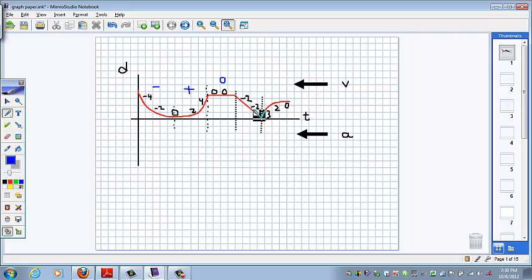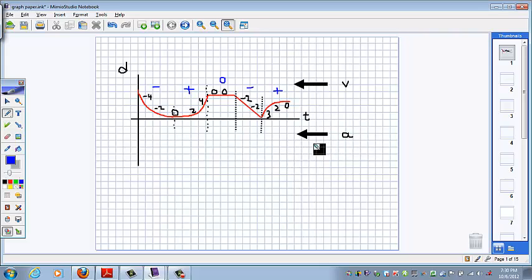Here we see only negative velocities. We're going downhill. And here we're climbing uphill again, and we're going upward, so they're all positive velocities. They're various velocities, but they're all positives.